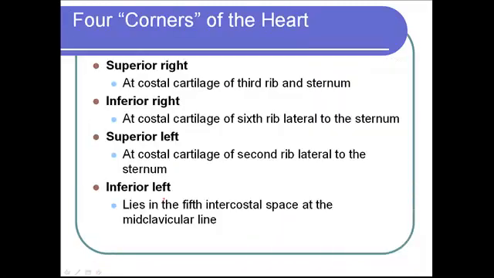So you should get a picture of a heart and note these four corners. Inferior right, the costal cartilage of the sixth rib, lateral to the sternum. The superior left, costal cartilage of the second rib, lateral to the sternum. And inferior left, fifth intercostal space at the mid-clavicular line.